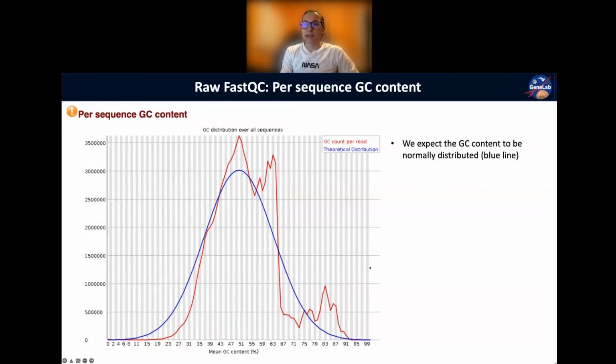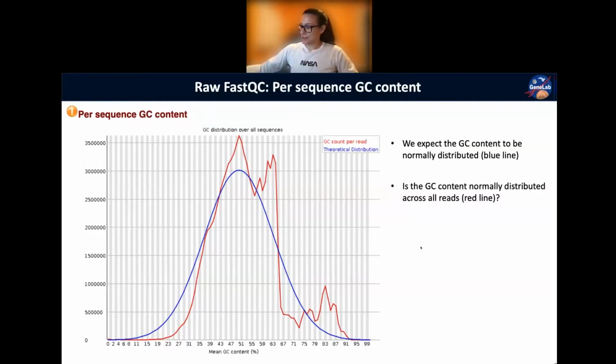So I think I have some questions here. We expect the GC content to be normally distributed, so similar to the blue line. And so the question is, is the GC content normally distributed across all reads in these data? What do you think? Yes, no? Anyone else want to weigh in? Do you think the red's normally distributed? So I have here, kind of.